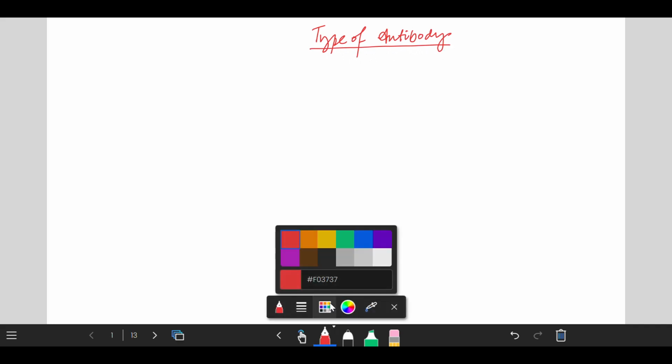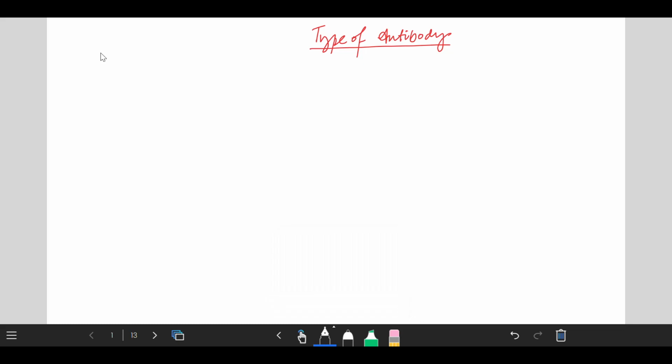Now, what are the types? Actually, there are 5 types, and each type has distinct characteristics and its role. First, we will learn about the IgM type of antibody.